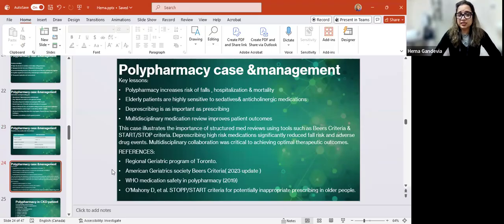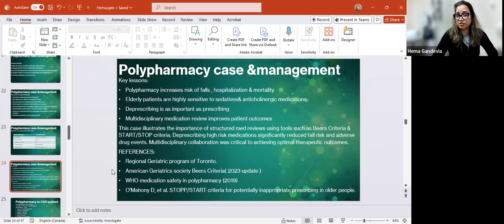So when it comes to Mrs. A and her case study, what are the key takeaways from this case study? That polypharmacy increases the risk of falls in this particular patient, and increases the risk of hospitalization and mortality. Elderly patients are typically more sensitive to sedatives and anticholinergic medications. And when we deprescribe, we have to remember it's as important as prescribing.